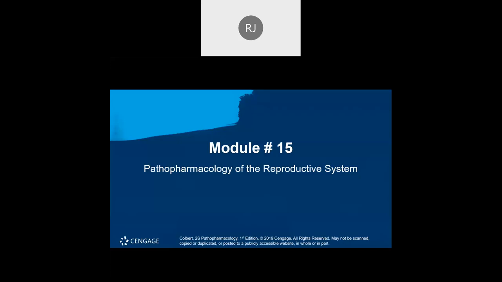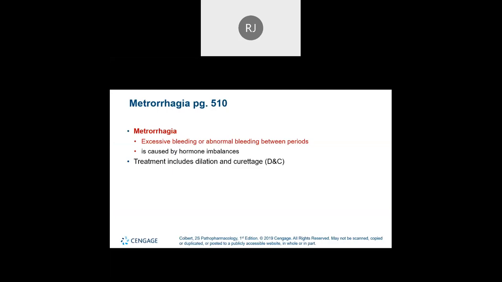Module 15 is the reproductive system. Like was stated earlier, a lot of these diseases you can tell what is going on because of medical terminology. For example, metrorrhagia is excessive or abnormal bleeding between periods, and this is caused by a hormone imbalance. And the treatment includes a D and C.